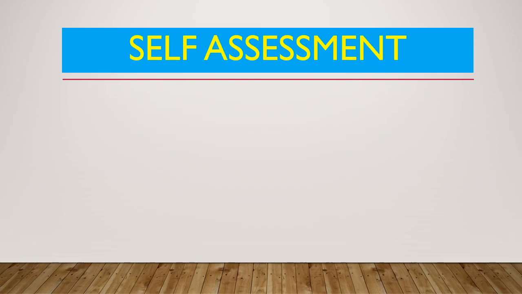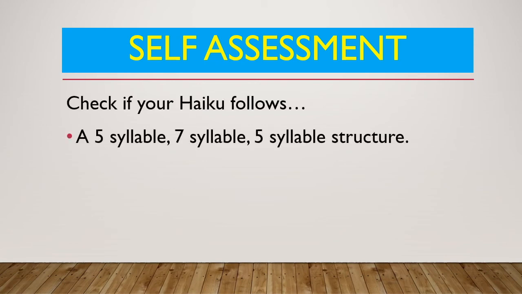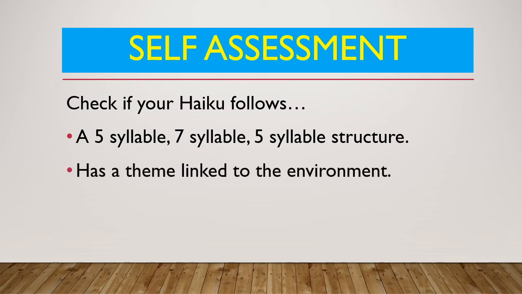Hopefully now you've had a go at writing your own haiku linked to the environment. Check to see if your haiku follows these rules. 5 syllables in the first line, 7 syllables in the second, 5 syllables in the third. As long as you followed this structure, this means your poem is a haiku. Make sure it's got a theme link to the environment, because that's where it originates from. In Japan, they always write haikus about the environment.